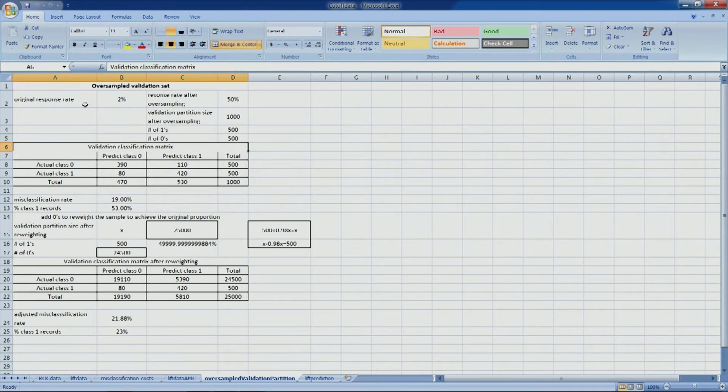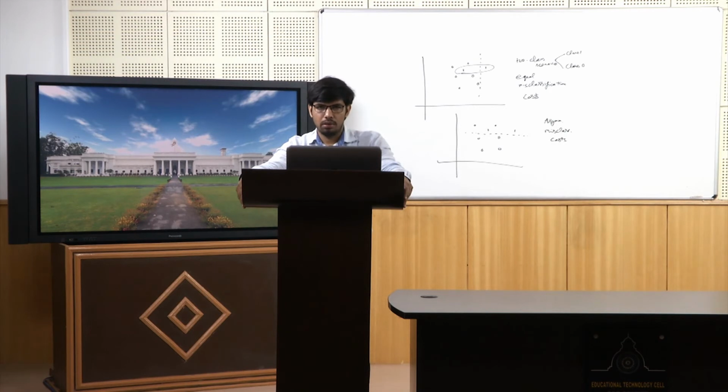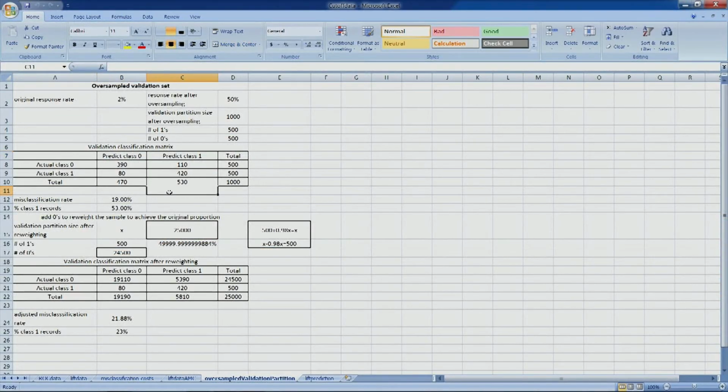Now let's say we build our model on the oversampled training partition, and then later we apply that model on the oversampled validation partition. As a result of that validation exercise, we got this validation classification matrix. Because there was a more than usual response rate due to the oversampling, you can see the results. This could be one example of this classification matrix. You can see 390 class 0 members classified as class 0, and 420 class 1 members classified as class 1. So in total you have 500 class 0, 500 class 1, total 1000 records in the sample.